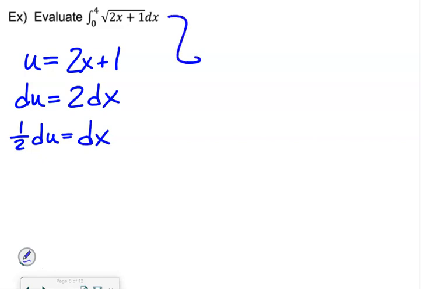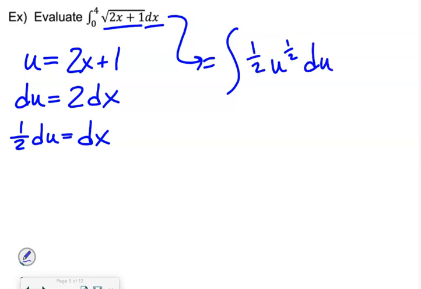All right, so I'm going to bring this down a little bit so I can reach it better. All right, so what have I got? I have this guy right here, that's u to the 1/2. And then my dx is equal to 1/2 du. So I'm going to replace the dx with a 1/2 du. So far, just normal, right?